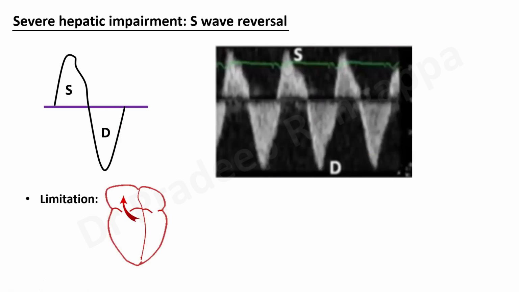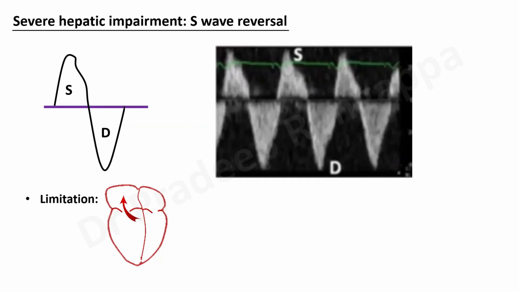And all these waveforms can be severely limited when there is a severe tricuspid regurgitation. So interpreting these waveforms can be difficult, and it may be confounded by severe TR. So that is something one needs to keep in mind. So that is about the hepatic vein assessment.